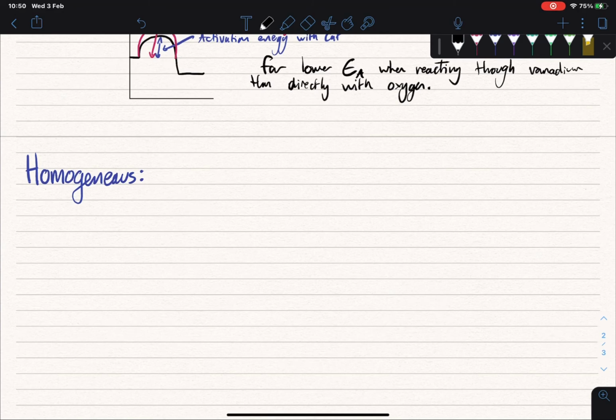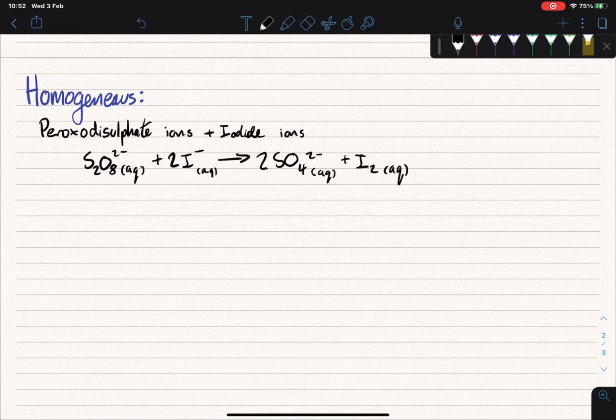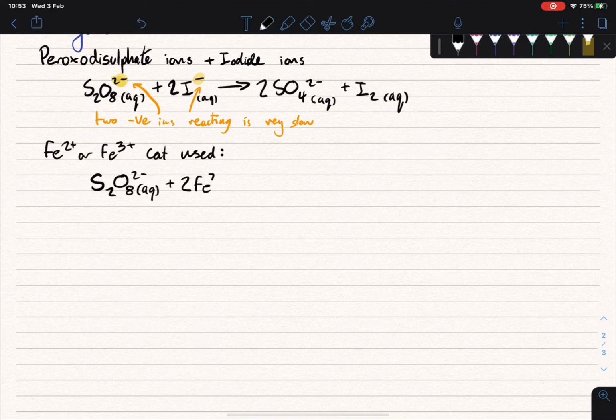Next, we're going to look at the homogeneous reactions that we need to know for the syllabus, and there's 2 of these. The first is peroxodisulfate ions reacting with iodide ions, and this is a very slow reaction on its own because they are both negative ions, so the electrostatic forces are going to repel them away from each other, making interactions far less likely than with normal molecules. This reaction uses an Fe2+ or Fe3+ catalyst, which speeds up the reaction dramatically as it is now negative ions reacting with positive ions. So this is a different type of catalysis to the original one. The original one is a difference in activation energy, and this one is an increase in collision frequency.